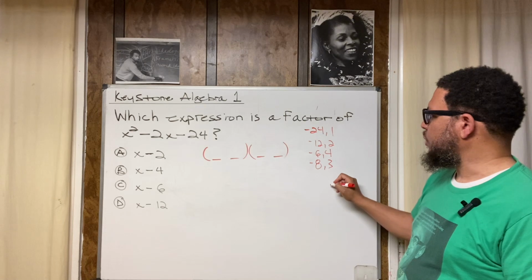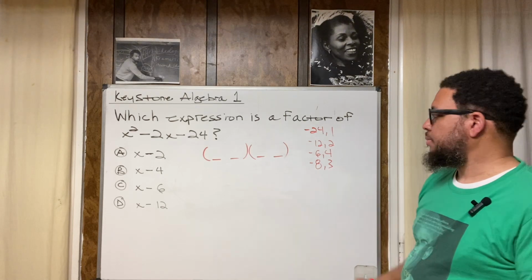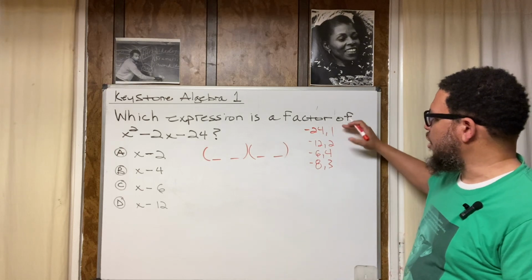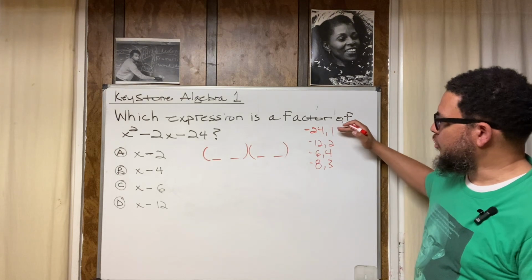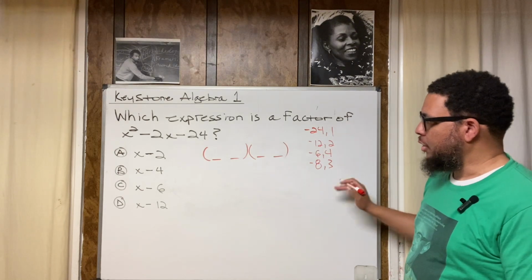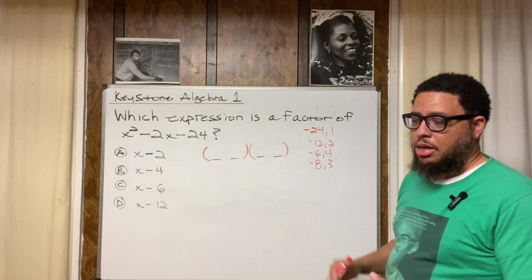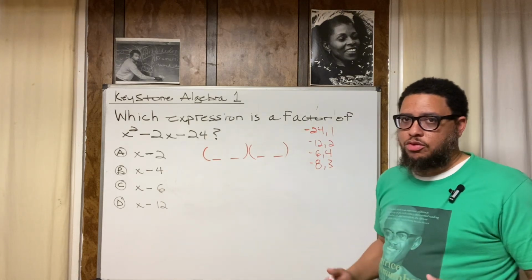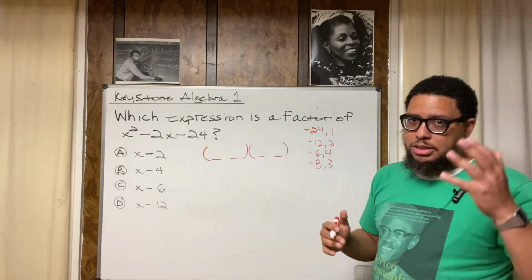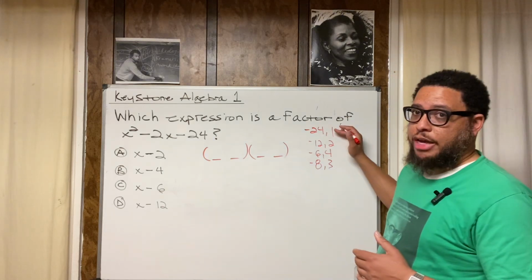What else we got? Anything else? 2, 3, 4. No, that's it. So these are our four factor pairs. Now, when you really get comfortable with this, you don't necessarily have to write down all the factor pairs. But until you get to that level where you can do this mentally, you should write down the factor pairs.